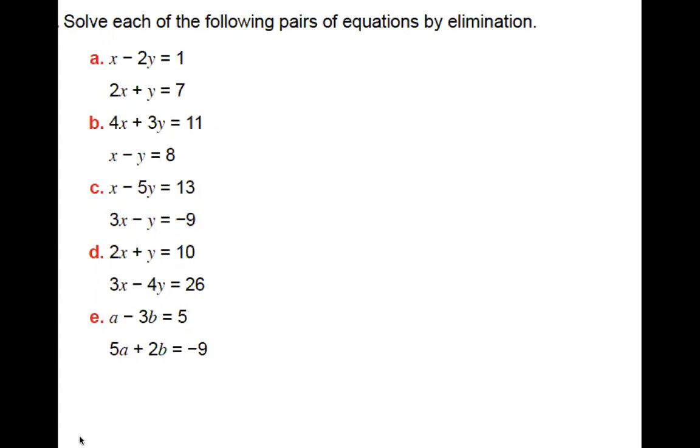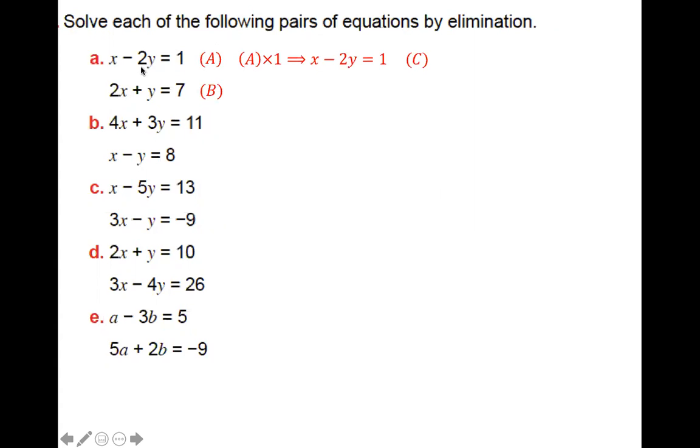So in this set, they're asking us to do all this work by elimination. So in order to eliminate, what we do is we look here. If I want to eliminate x, for example. So first of all, you annotate them. So you mark which one is A, which one is B.